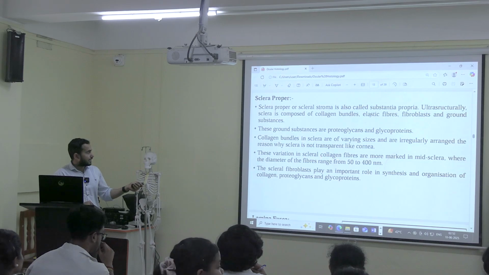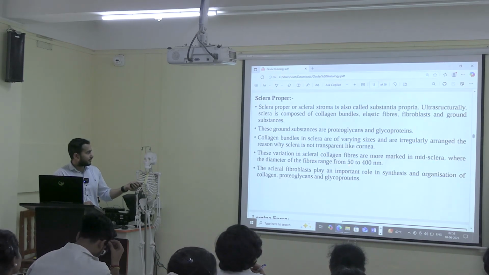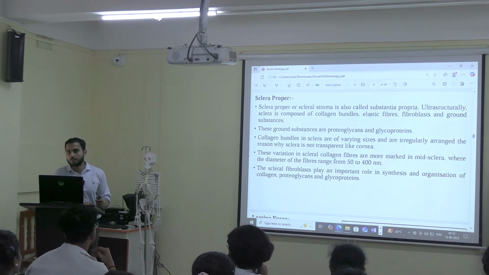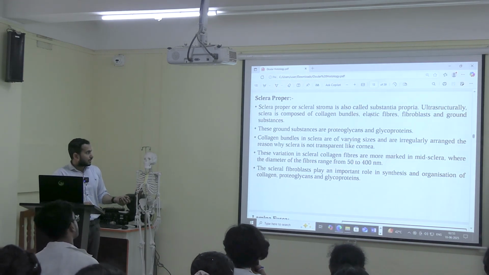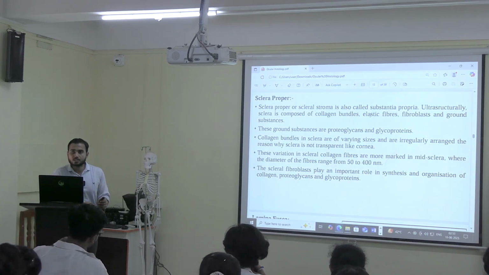Now the variation of the collagen fibers is more marked in the mid sclera, where the diameter of the fibers ranges from 50 to 400 nanometers. So different sizes of collagen fiber bundles are present in the middle of the sclera. The scleral fibroblasts play a major role in the synthesis of the collagen fibers in the sclera proper.